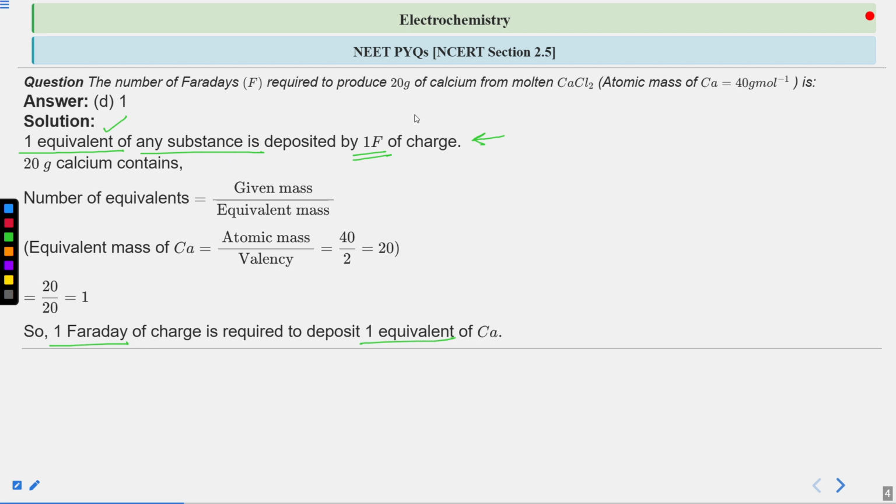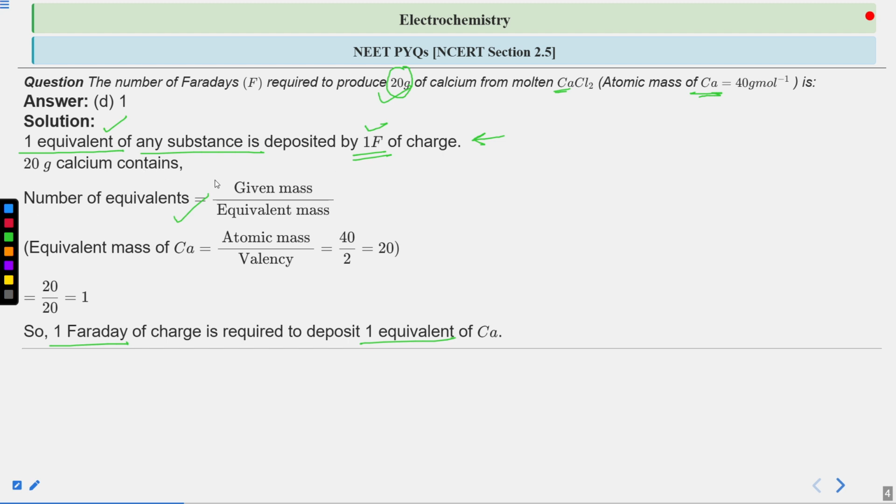Simply, we have already been given the weight of the calcium. You just have to derive the number of equivalents from this given weight. Atomic masses you already know for the calcium and also it is given in the question. So if you identify the number of equivalents, then you can apply the unit method and determine how many Faraday of charge you will require.